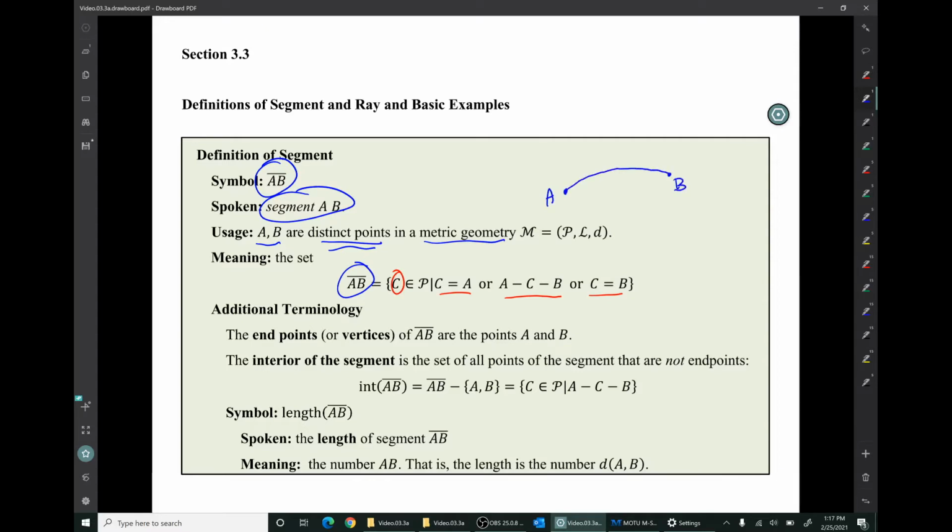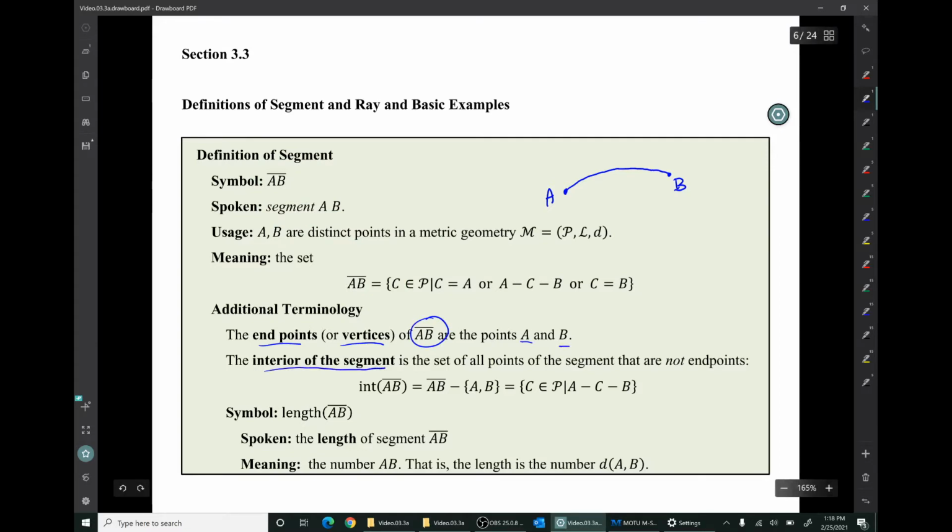So that could be a picture. So C equals A would correspond to C being there. C equals B, of course, would be there, but C being between A and B would be somewhere on that stretch of the set. Some additional terminology: the endpoints, or vertices, of that segment are the points A and B. And the interior of the segment is the set of all points of the segment that are not endpoints. So denoted this way, interior of AB is this set minus that set.